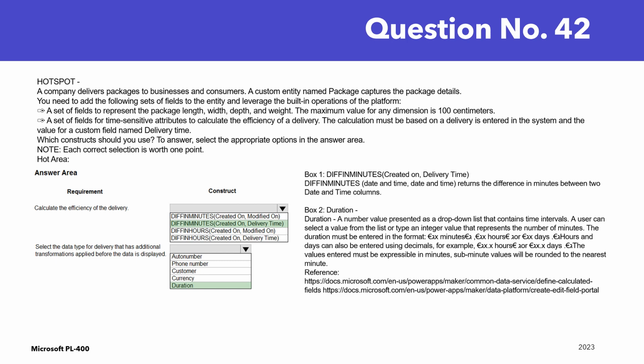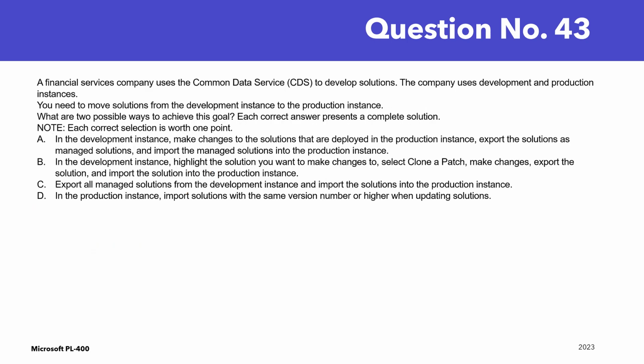Construct: duration. A financial services company uses the Common Data Service (CDS) to develop solutions. The company uses development and production instances. You need to move solutions from the development instance to the production instance. What are 2 possible ways to achieve this goal? Each correct answer presents a complete solution. Note, each correct selection is worth 1 point.